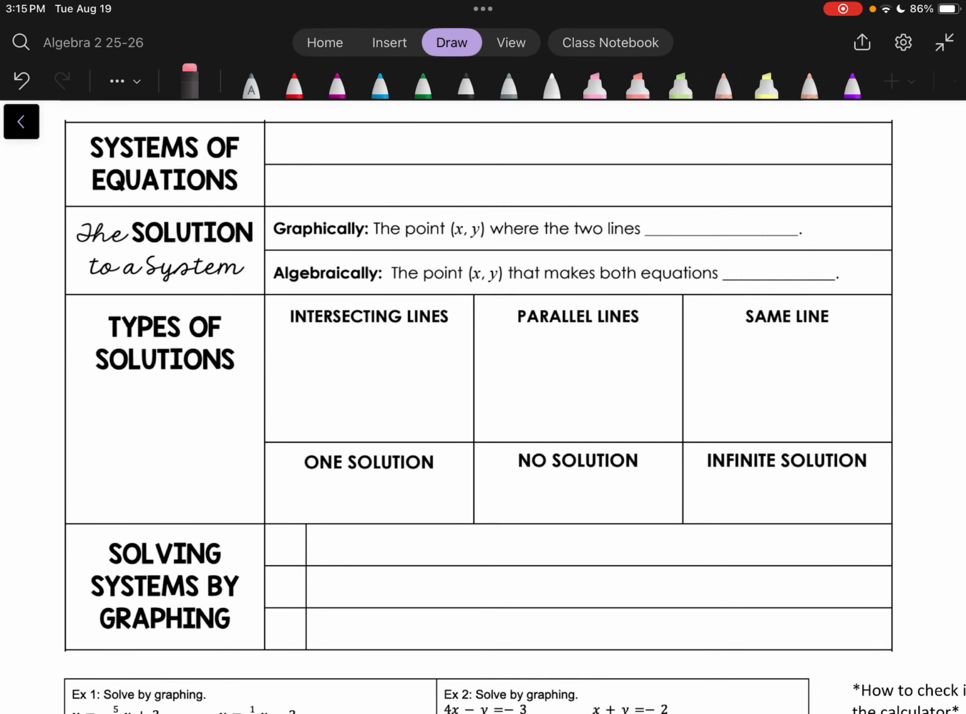Hey guys, we're just going to talk about what a system of equations actually is and then what the solutions look like for those. So a system of equations is just two or more equations that have the same variable or variables, in this case x and y.